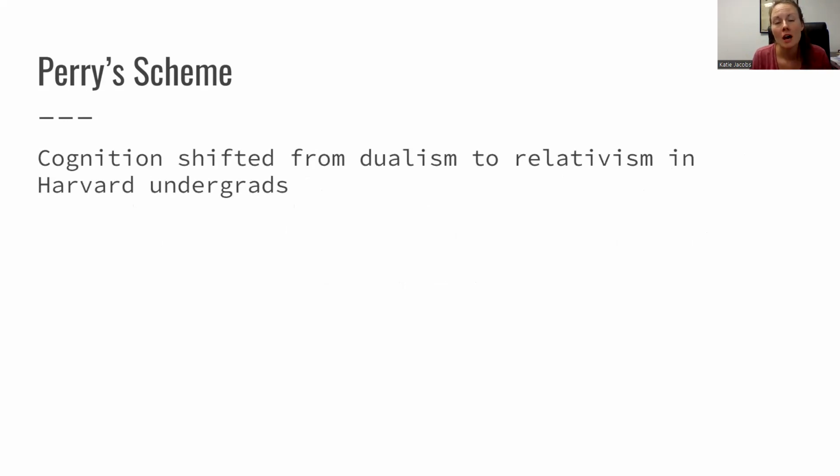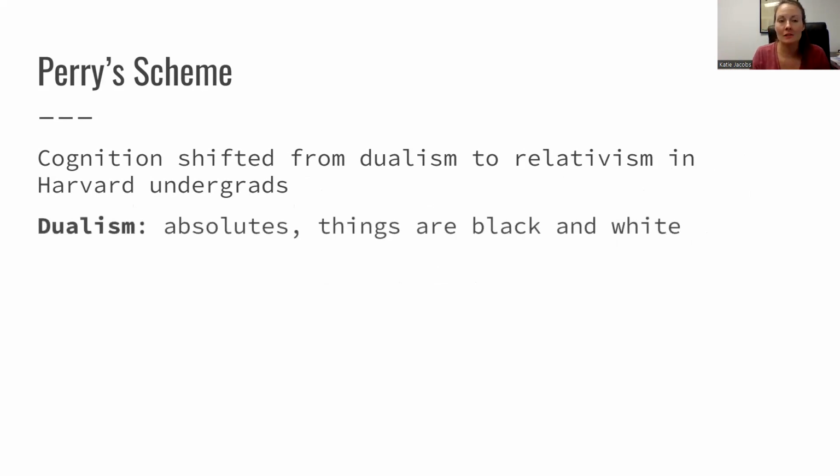And so one of these neo-Piagetians developed something called Perry's scheme. What they did was they studied Harvard undergraduates, and he saw that cognition shifted from when students first came to Harvard as they developed in their studies. And it followed 3 different stages, and it went from dualism all the way up to relativism. So let's talk about what each of these means. So dualism: when these undergraduates came, they first had absolutes. Things are black and white, right and wrong, very firm and rigid.